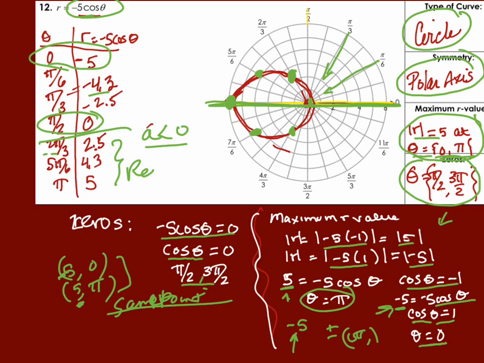This is all repeat. So I have my circle, try to draw it good, on r = -5 cosine theta. So that was number 12, and I believe we just have one more of these to do.